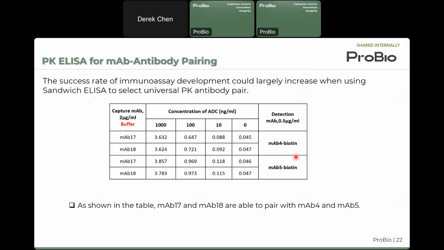So among these PK2 antibody panels, we have already identified several pairs that show decent detection sensitivities and can be used directly for sandwich ELISA assay development. In this checkerboard ELISA, clone 17 and 18 act as capture antibodies, while clone 4 and clone 5 with biotinylation serve as detection antibodies.